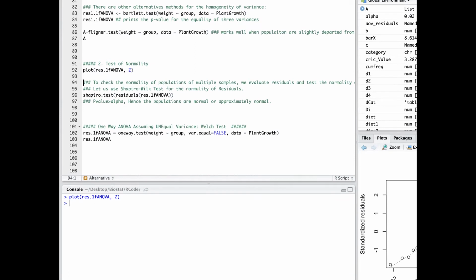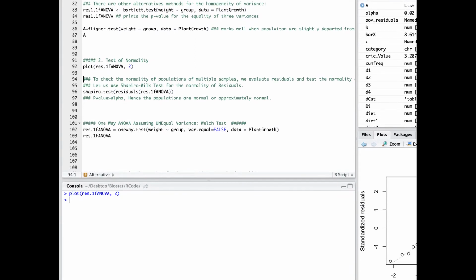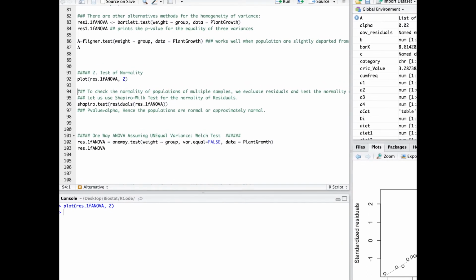But let us check whether the data set is normal or not. I'm trying to use the Shapiro test, okay? So let me write that. Basically we got the p-value bigger than alpha, meaning the data is normal, right? So you don't have to worry about the outliers there.